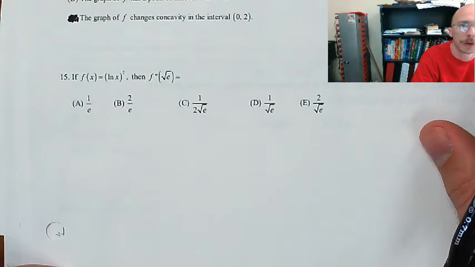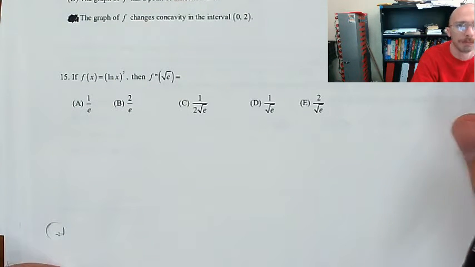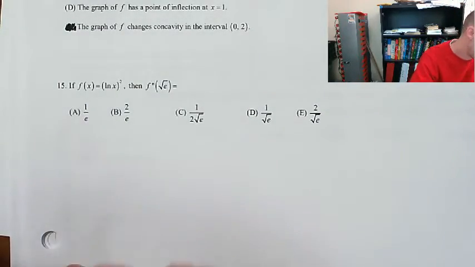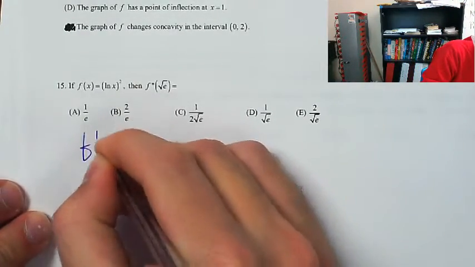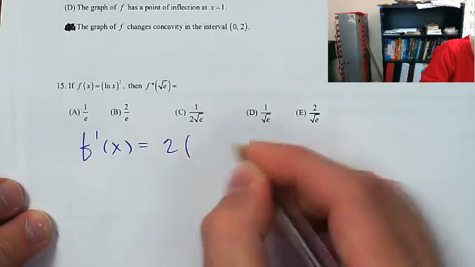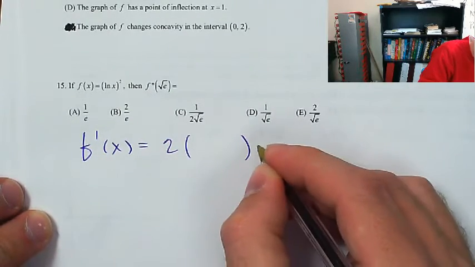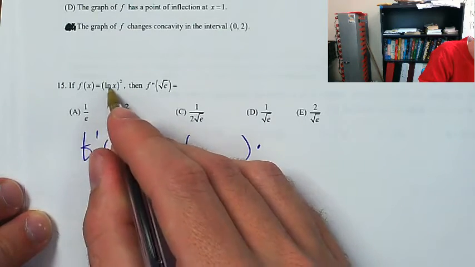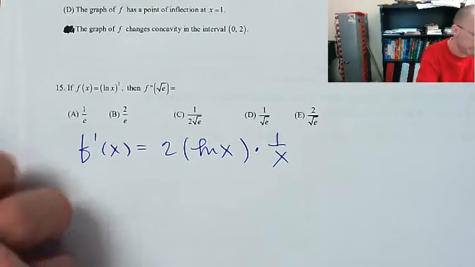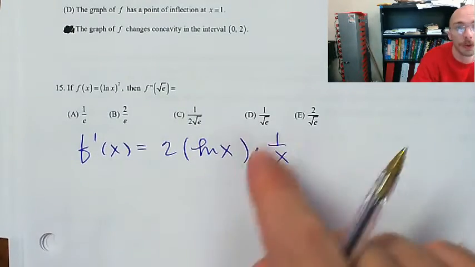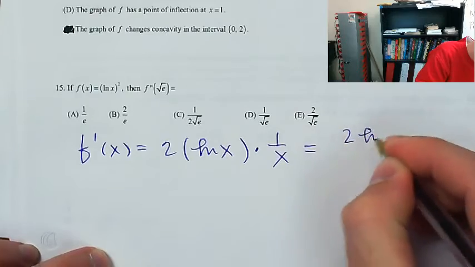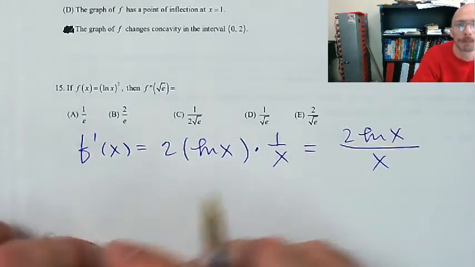F of x equals log of x squared. Take the second derivative, plug in square root of e. Gladly. Okay, let's do that. So we're going to take the first derivative of f. On the outside, I've got the squaring, so I'm going to deal with that first. 2 times the inside to the first power times the derivative of the inside. And the derivative of log x is 1 over x. Now, if you want to do the product rule on this to get the second derivative, that's fine. I think I'm going to call this 2 log x divided by x, though.